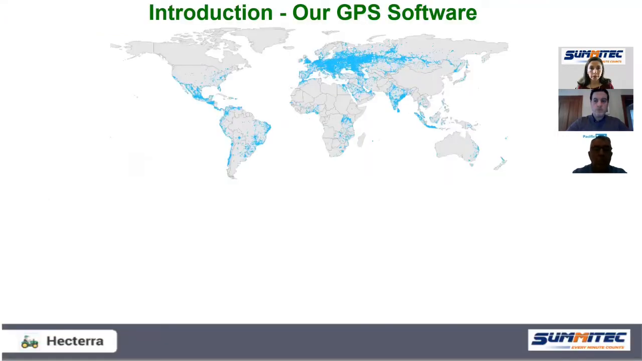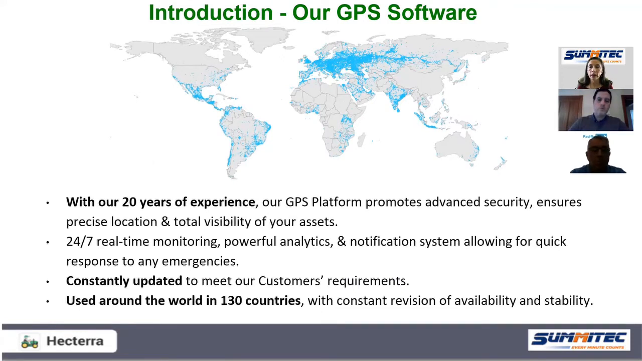So first of all, for the introduction, our GPS platform was developed in Europe and it's highly used in Europe, but also it's used in 130 countries around the world. And we are expanding businesses in the US and Canada. We've been in the business of telematics for 20 years, so we have a lot of experience and we know our customers, so we always keep on upgrading the platform.